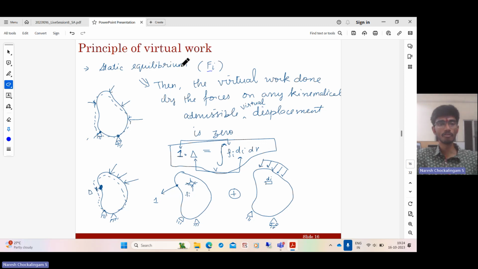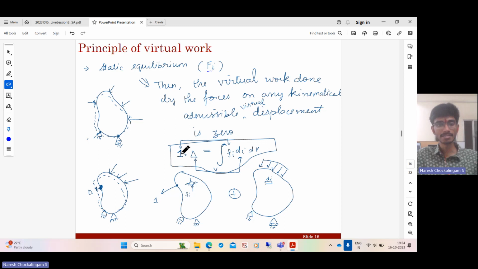So if a system of forces and moments and support reactions on a body is in static equilibrium, then it is a necessary and sufficient condition that the virtual work done, the work done when the forces act on any arbitrary kinematically admissible virtual displacement, the net work done should be equal to 0. There is a proof for this, which we are not getting into the details of.